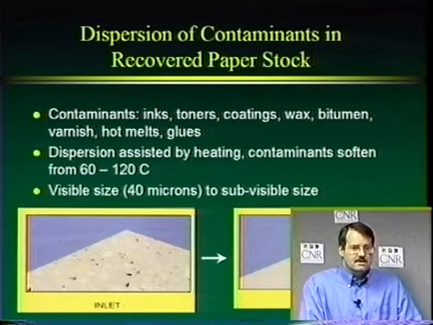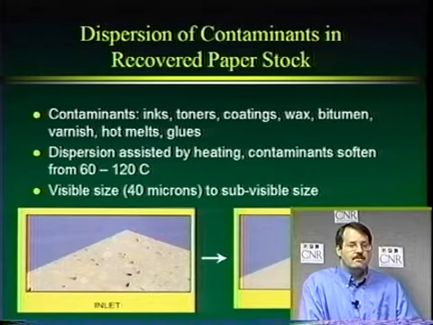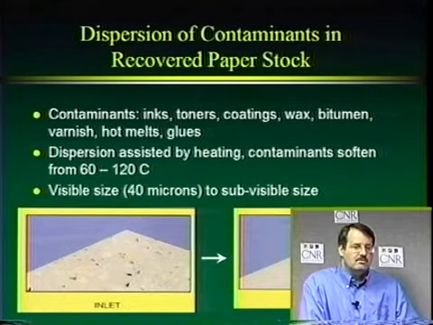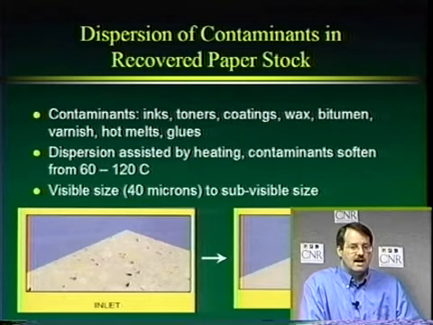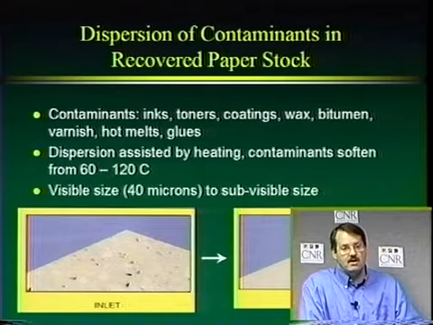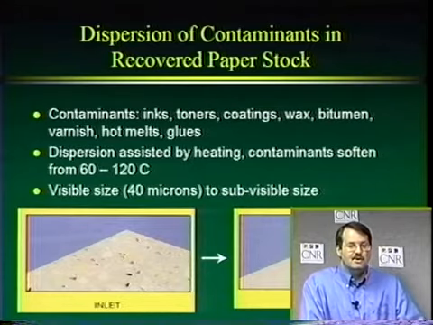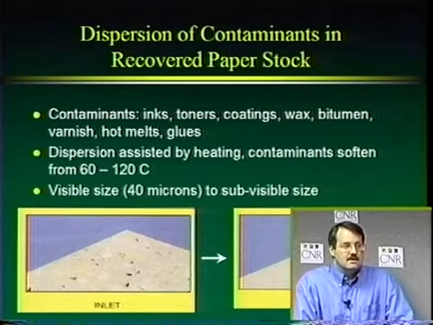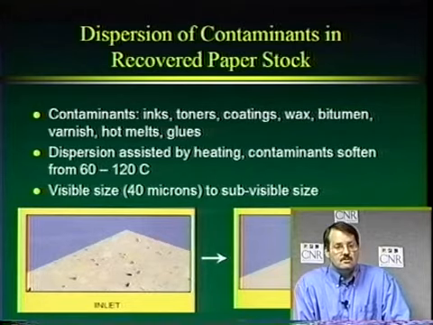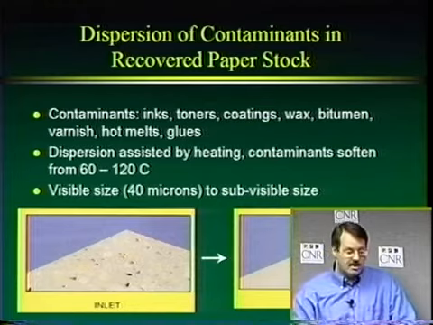The other thing is that these contaminants typically can end up being large, and what we try to do, just to give you a gross ruler, is break them from above a 40 micron diameter size to below a 40 micron diameter size. About 40 microns, depending on how good your eyesight is, is the cutoff between visible and subvisible size. So we're going to be trying to break these contaminants below 40 microns.